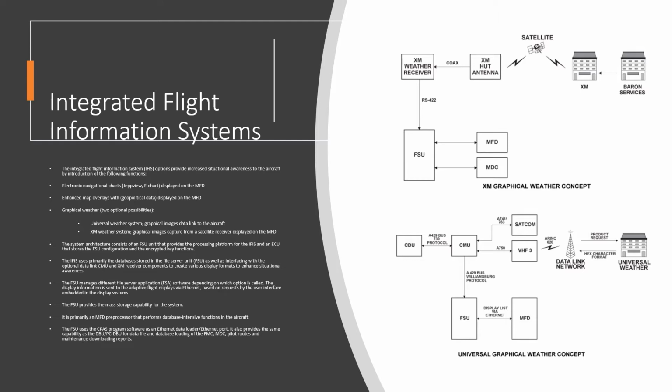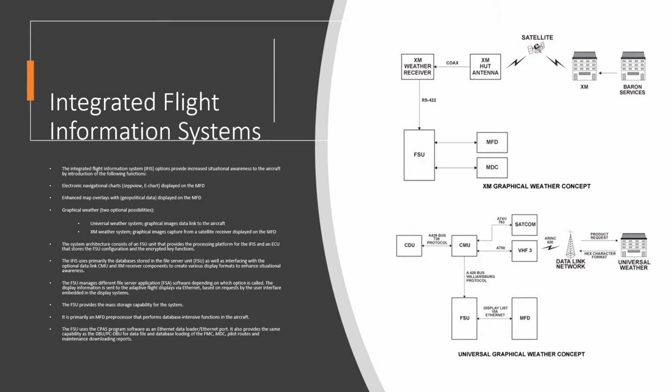Enhanced map overlays with geopolitical data, also displayed on the MFD. And we can also have graphical weather with two optional possibilities. This weather option is only available in certain regions, but we've got a universal weather system where the information is transmitted by data link using VHF3 to the aircraft, or the XM weather system, which is basically a satellite-based system.